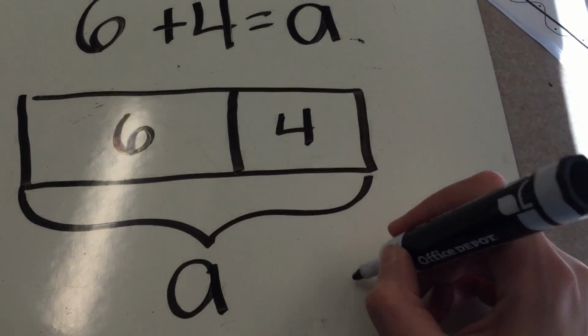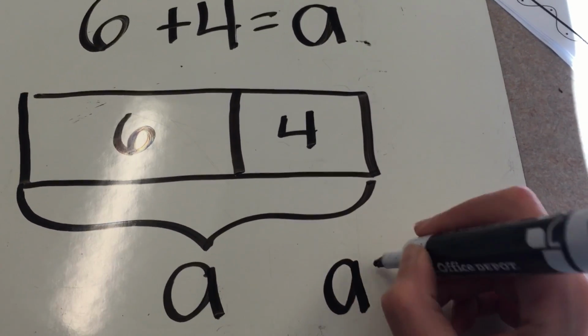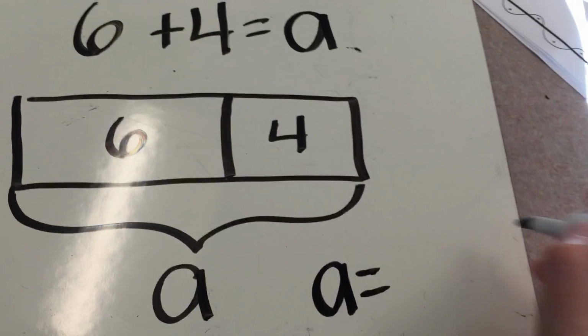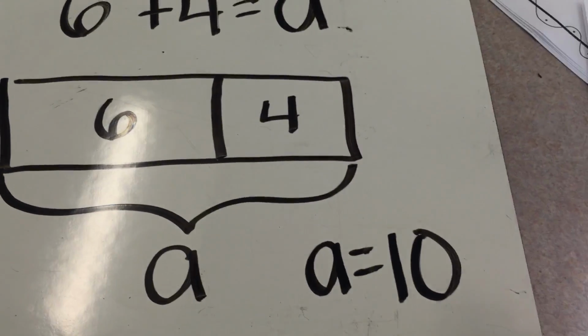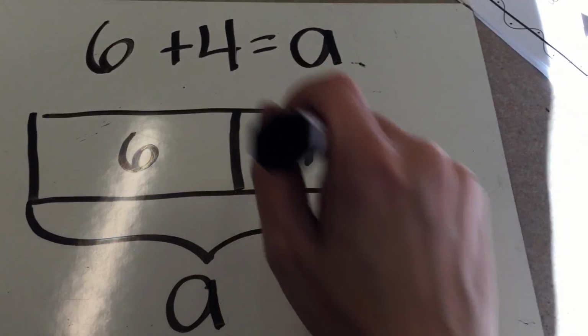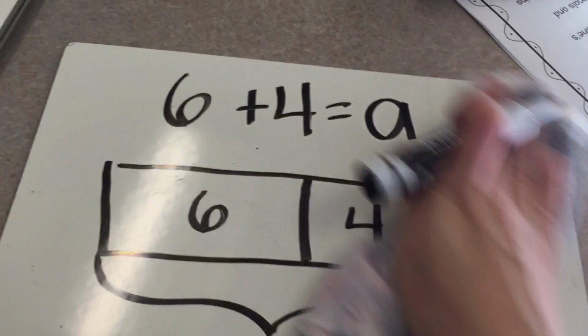So I know that in this problem, A equals, what's 6 plus 4? 6 plus 4 is 10. A equals 10. My sum is 10. This is our tape diagram. Get a paper ready for you while you try one.